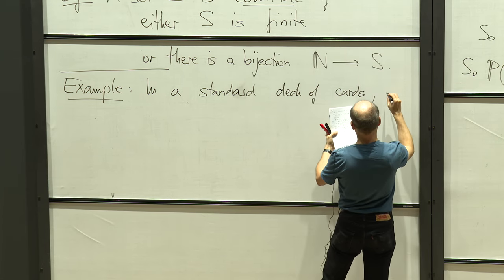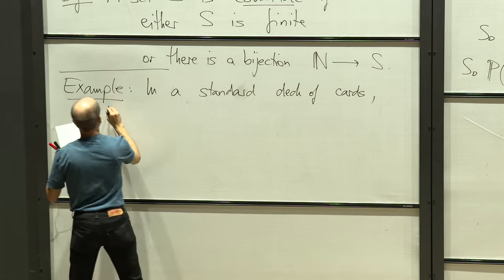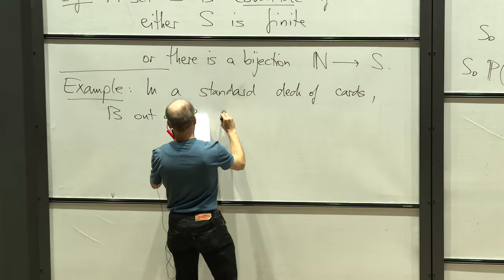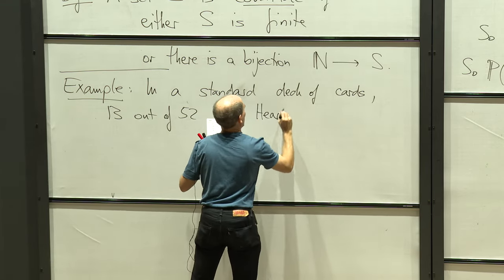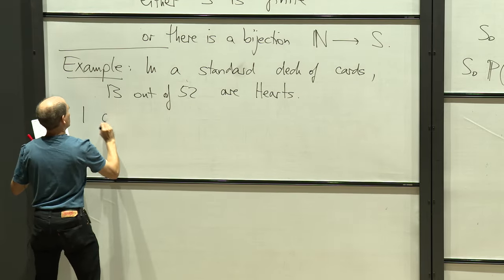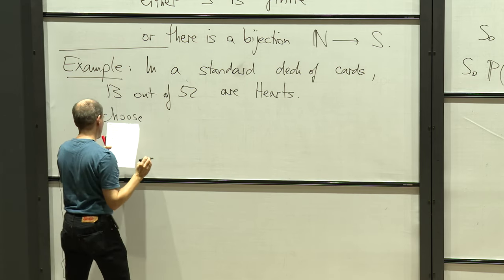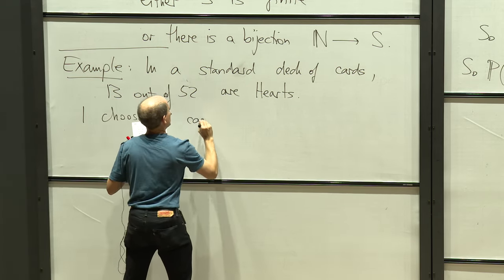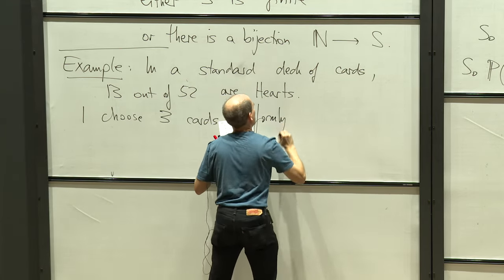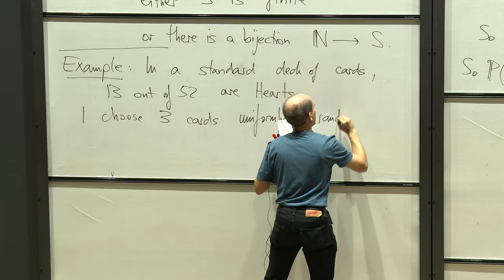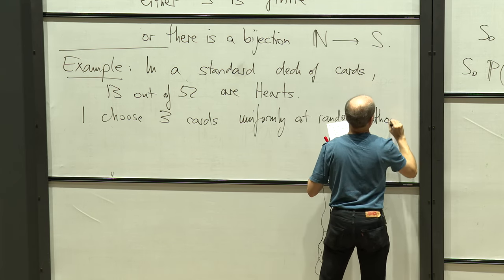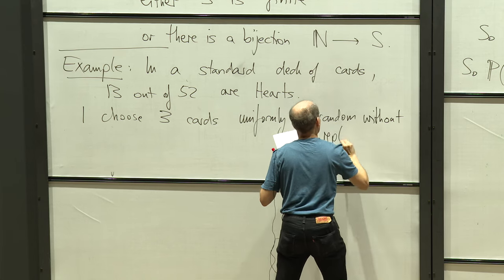So in a standard deck of cards, 13 out of 52 are what we refer to as hearts. So what I do is I choose three cards at random. I have to be precise here. I take them uniformly at random, and I take them without replacement, so that I cannot take the same card twice.